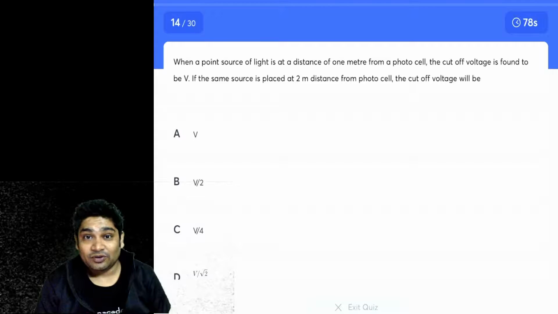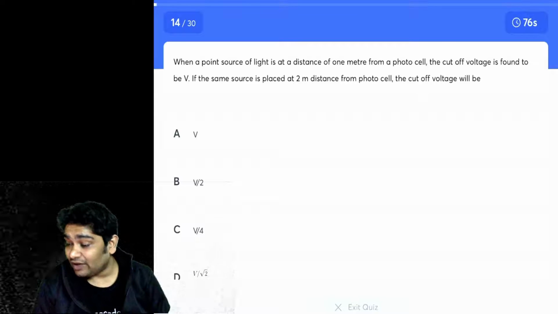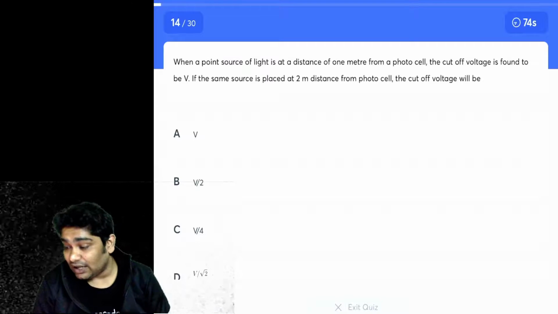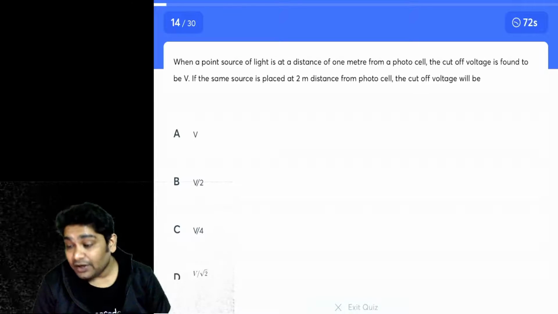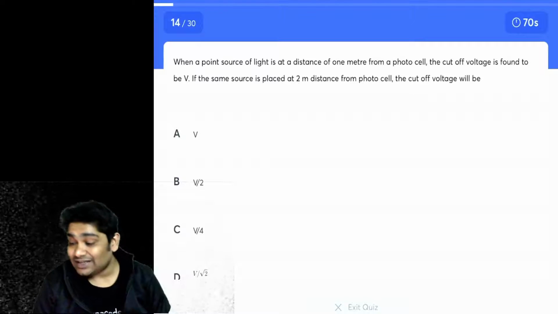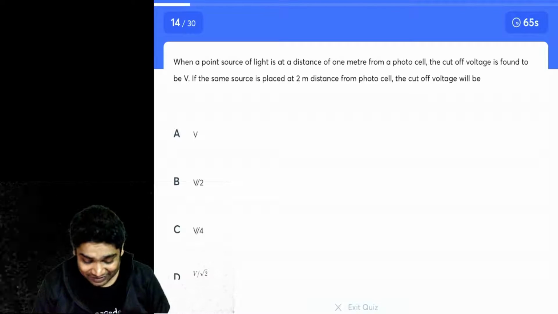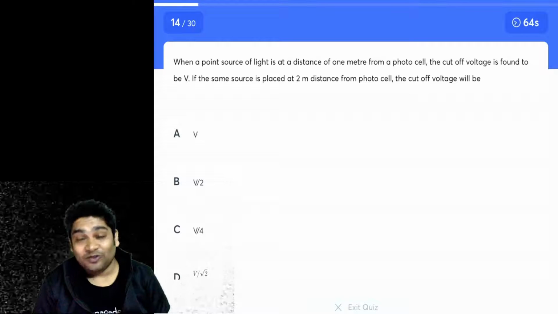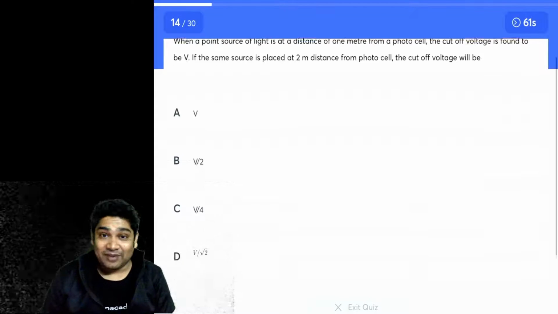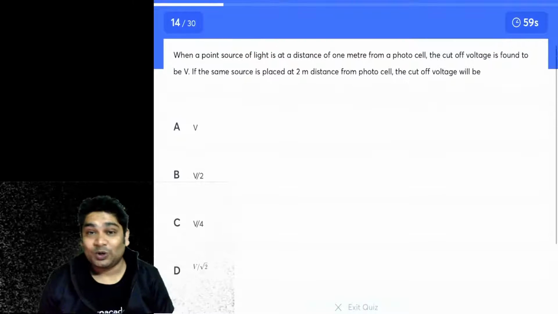Here we go. Question number 14 says a point source of light is at a distance of 1 meter from a photocell and the cutoff voltage was found to be V. If the same source is placed at a 2 meter distance from the photocell, will the cutoff voltage be A, V, B, V by 2, C, V by 4, or D, V by root 2?